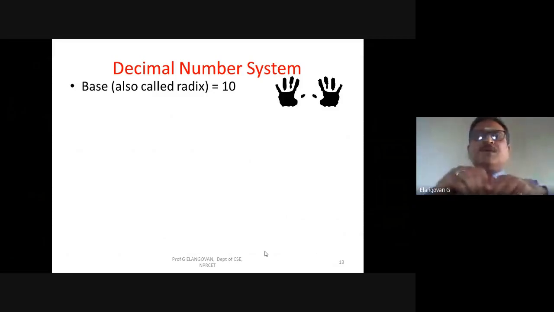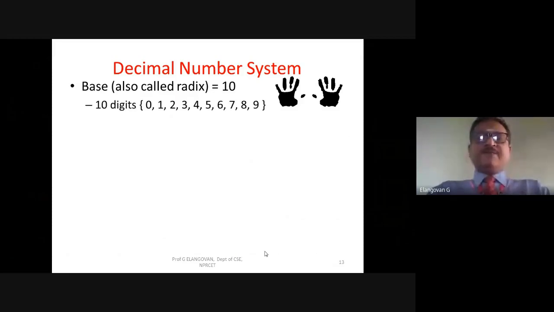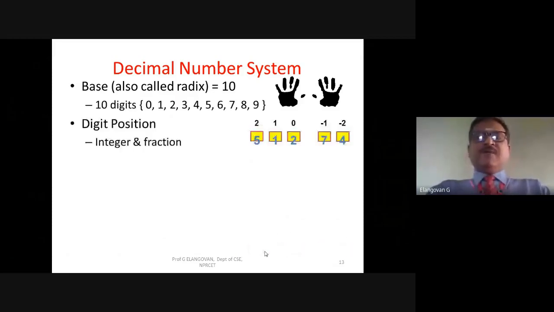Deci means 10, so we say this number system has base 10. Whenever you say the base is 10, it has 10 different symbols. Likewise, in any numbering system, if the base is 7, it is going to have 7 symbols. Scientifically, the base is also referred to as the radix. So these are the 10 different symbols.